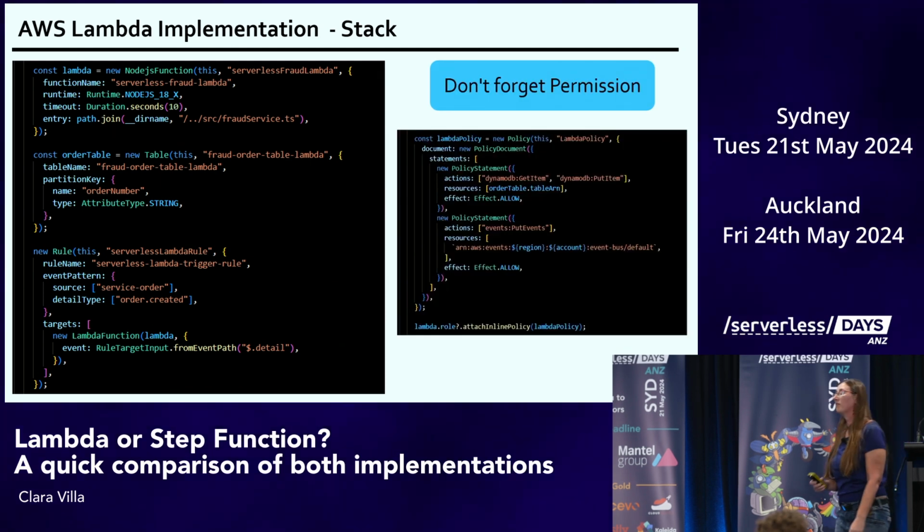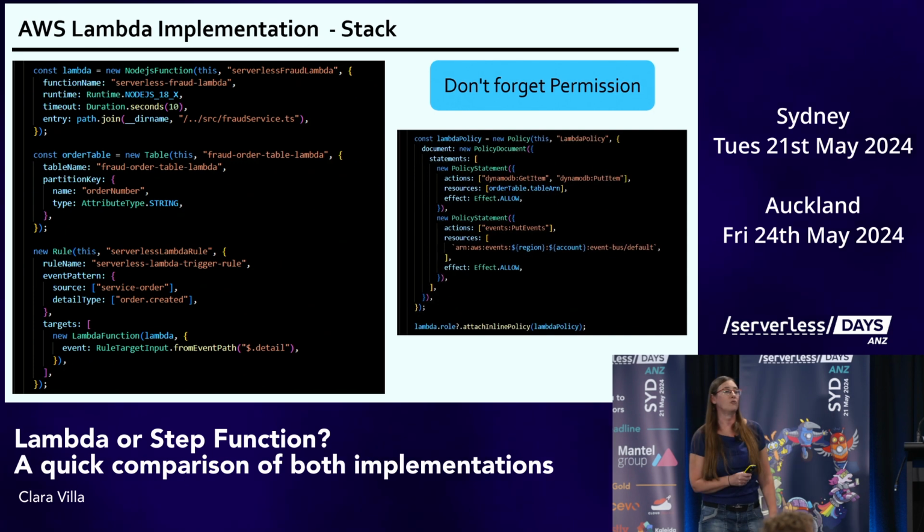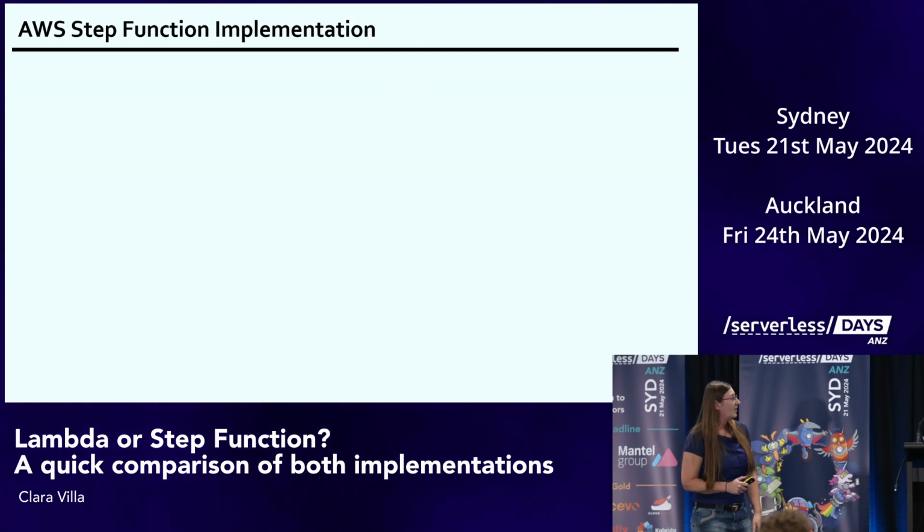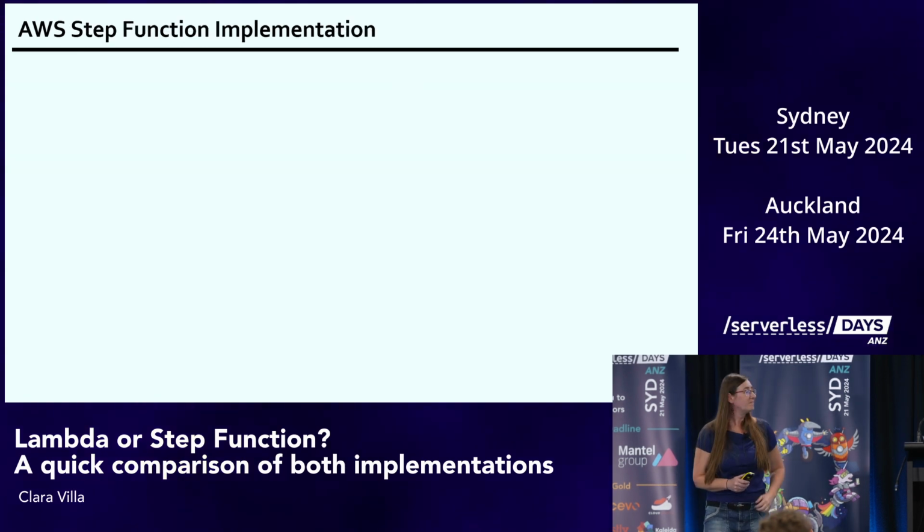So because you have to interact with AWS services, you need to make sure you give your Lambda the right policy to talk to the right table and the right bus, and restrict the actions your Lambda can perform to what you really need. Cool. So that's our Lambda done.